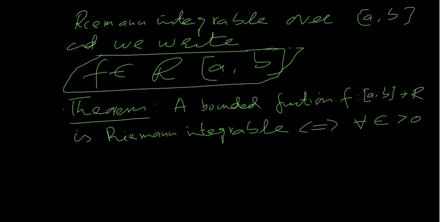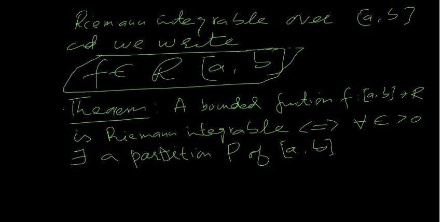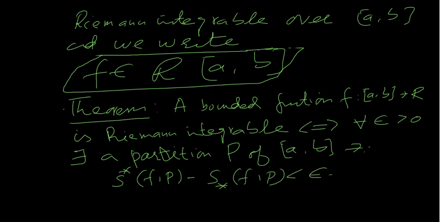There exists a partition P of [a, b] such that the upper sum of f with respect to the partition P minus the lower sum of f with respect to the partition P is always a number greater than or equal to 0, because the upper sum is always greater than or equal to the lower sum, but this difference should be less than epsilon. There should exist a partition P with this property.